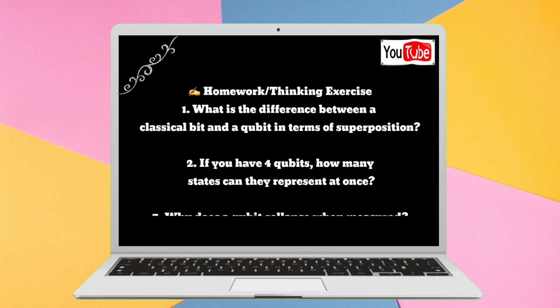Homework, a thinking exercise. 1. What is the difference between a classical bit and a qubit in terms of superposition? 2. If you have 4 qubits, how many states can they represent at once? 3. Why does a qubit collapse when measured?